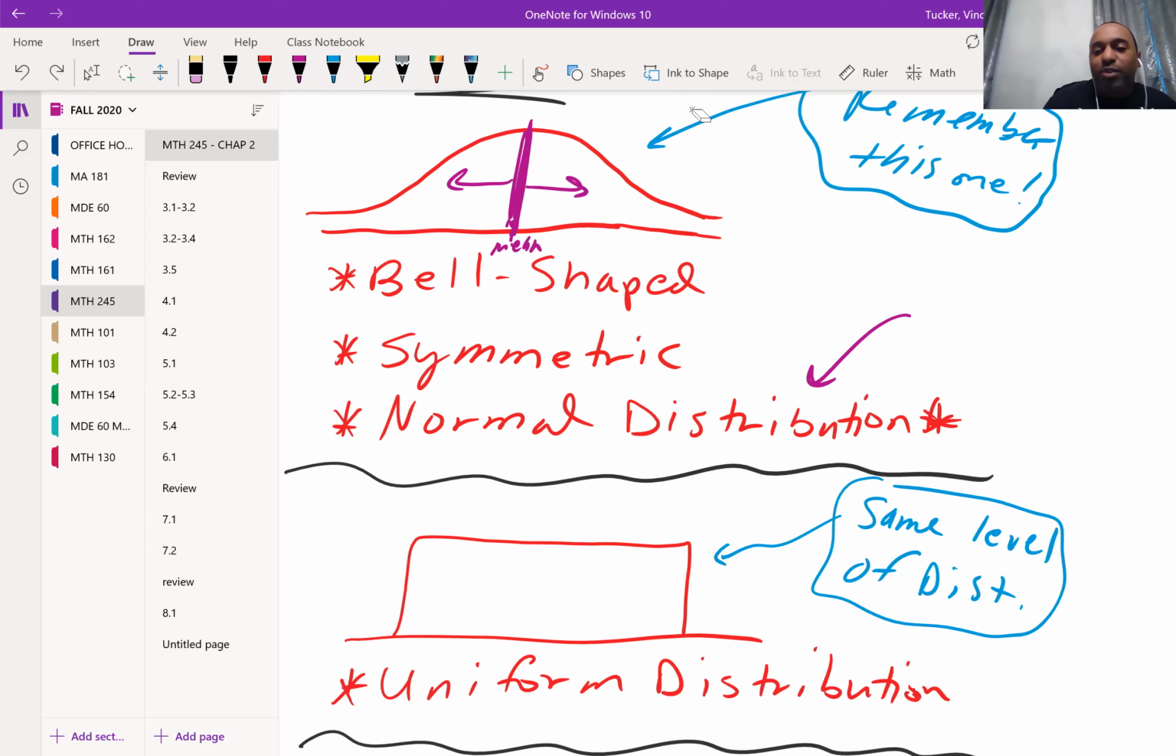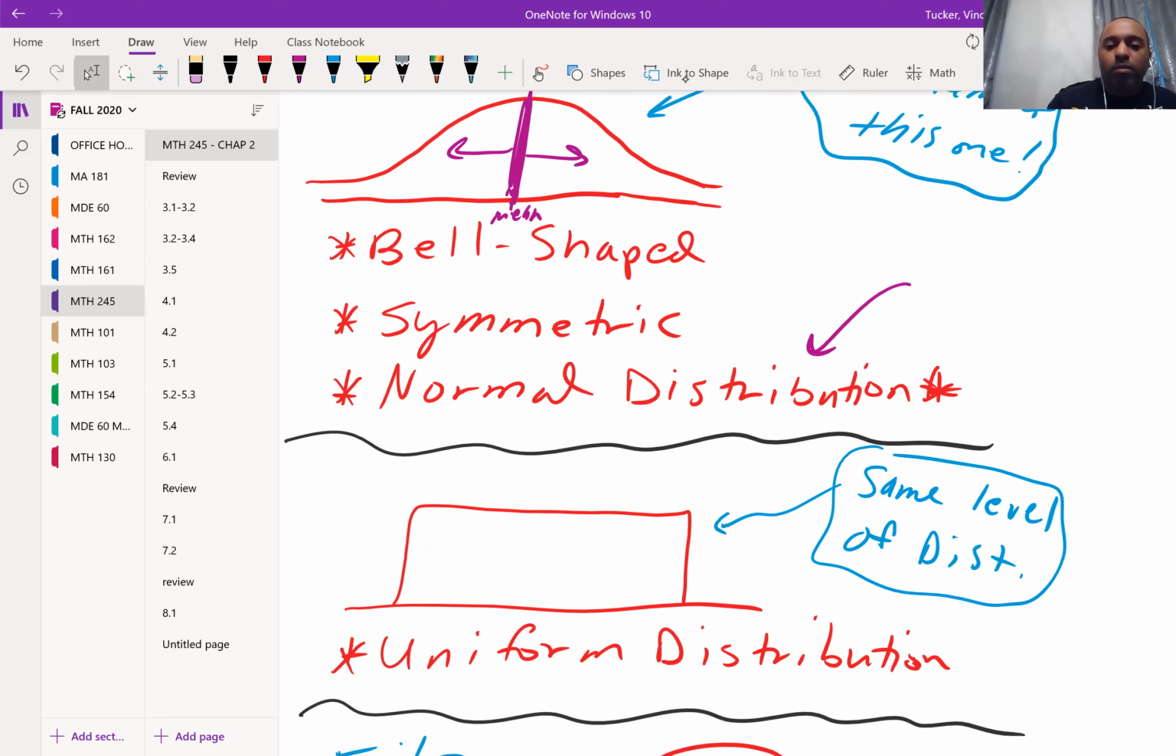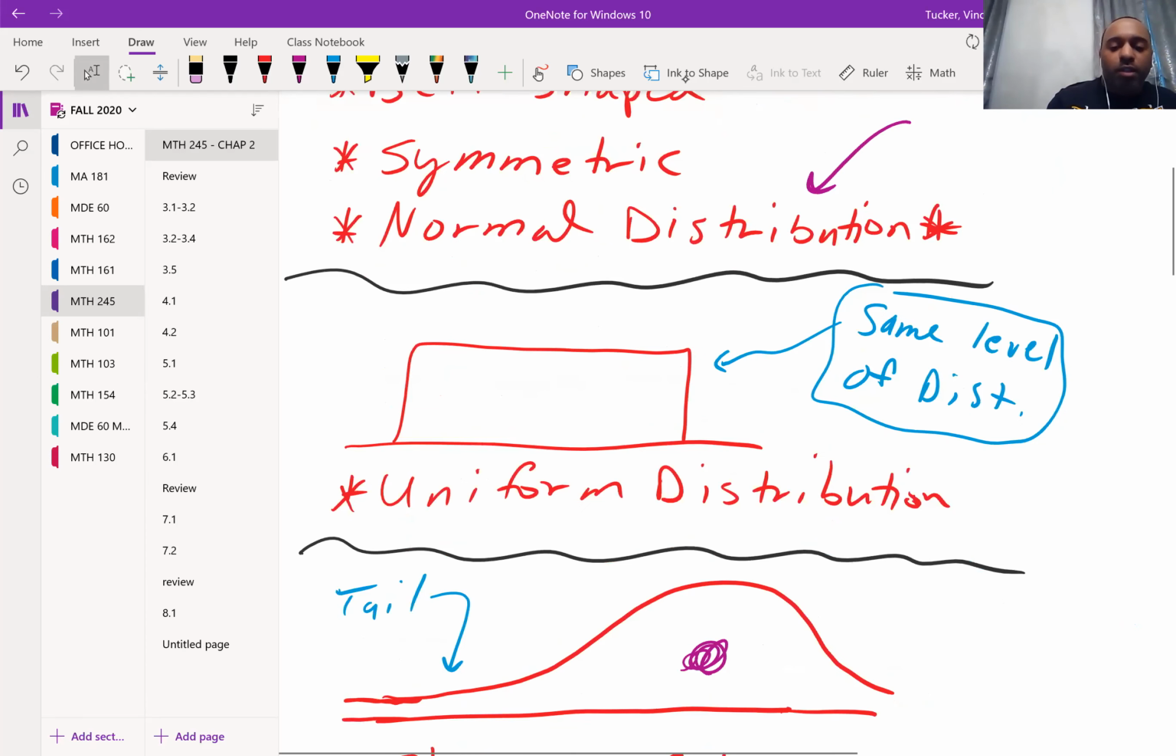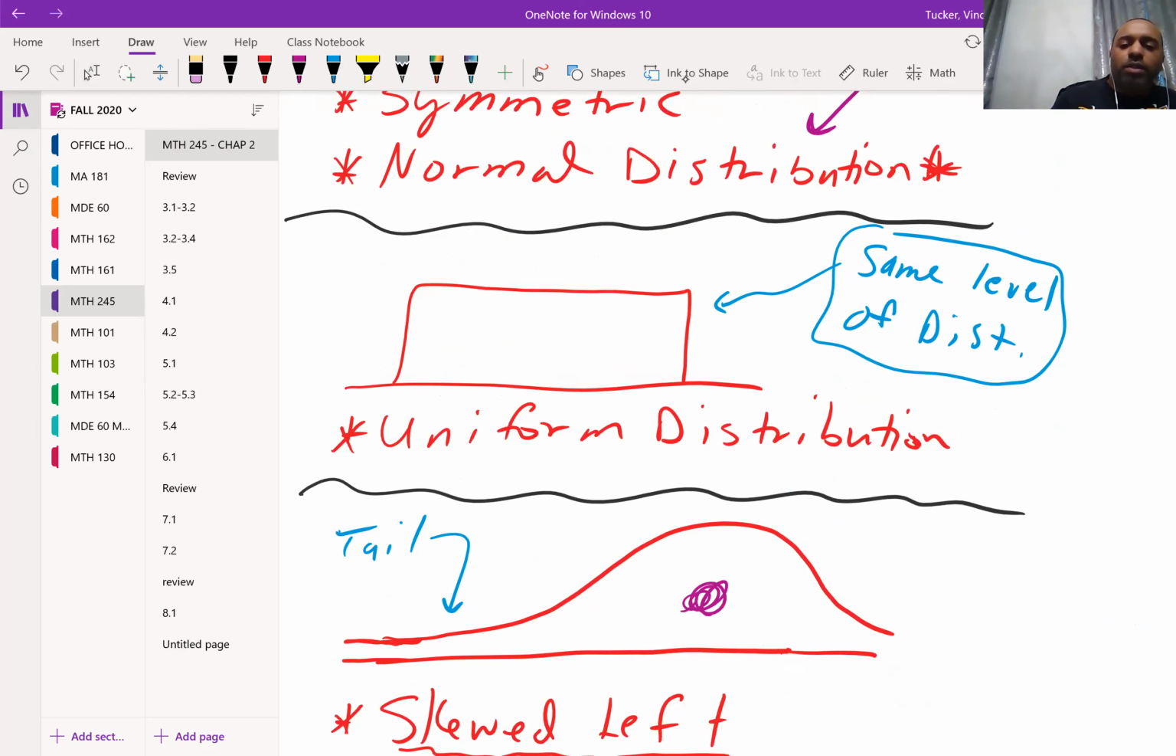But yeah, same level of distribution when you look at uniform distribution. Now, the next two is where a lot of people had a little bit of confusion, so that's why I wanted to talk about it.